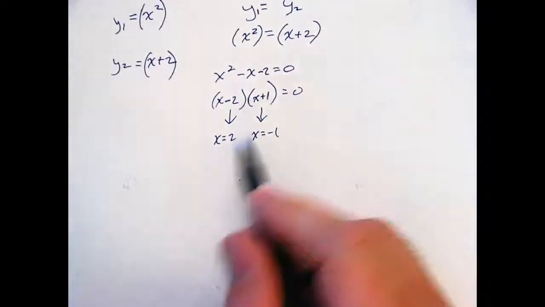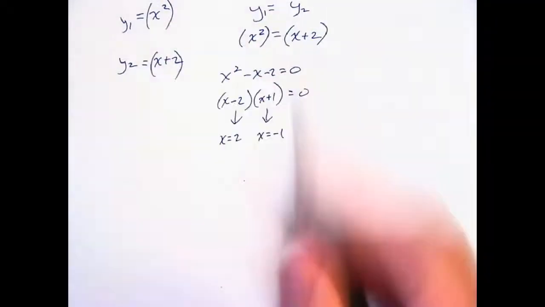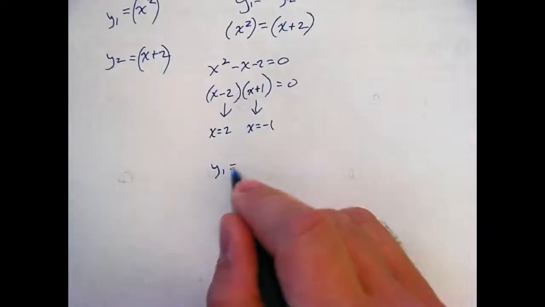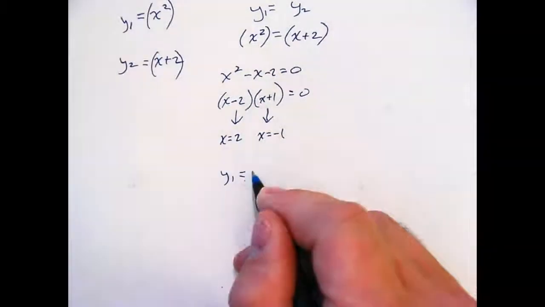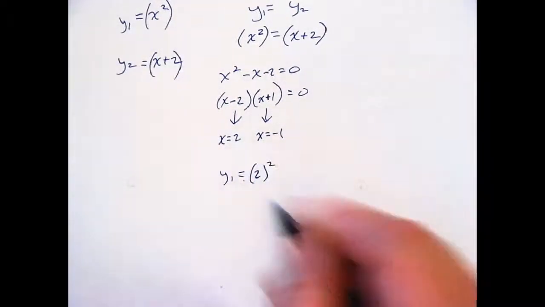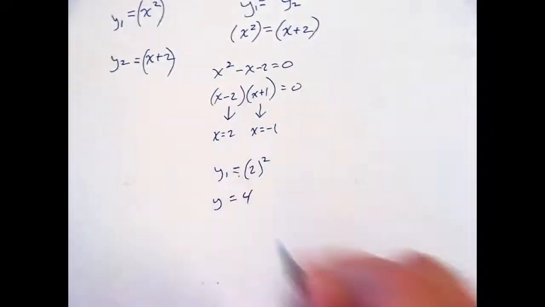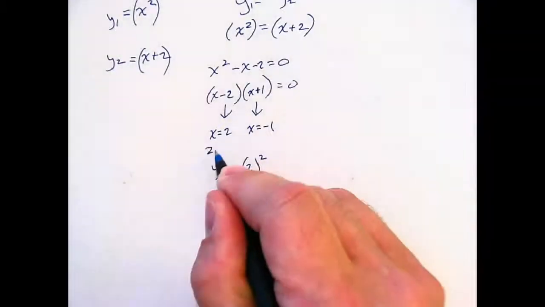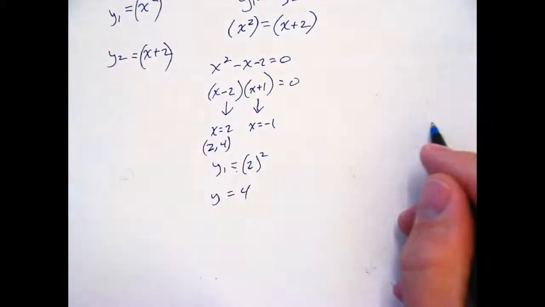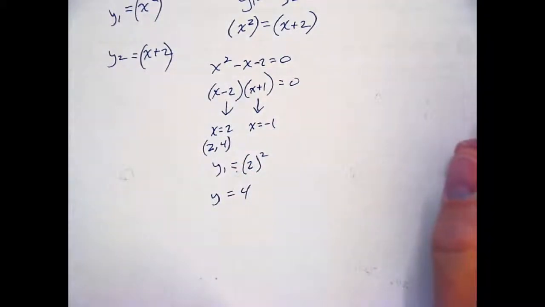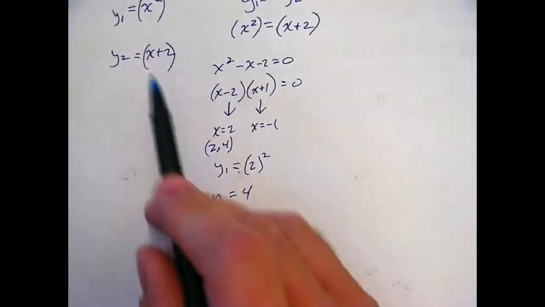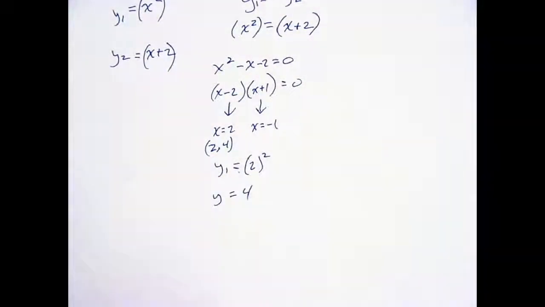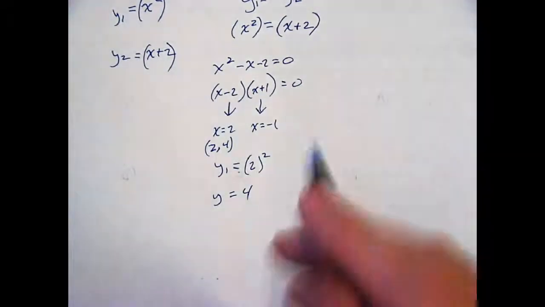Yeah, you just plug it back in. So pick an equation, maybe the first one. If you want to be really careful, you do it in both and make sure they both work. If we put it in the first one, that's 2 squared, and that means y equals 4. So this is the ordered pair 2, 4. I'm just plugging 2 into one of the two equations. I could plug it in here too: 2 plus 2 is 4. And then I plug in the negative 1.